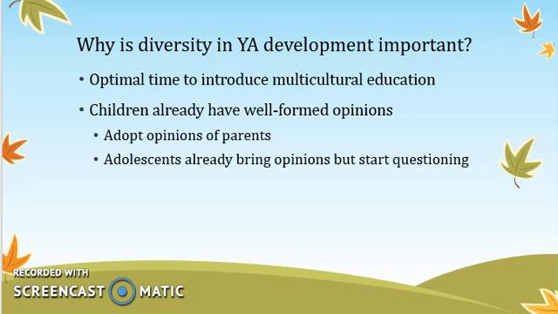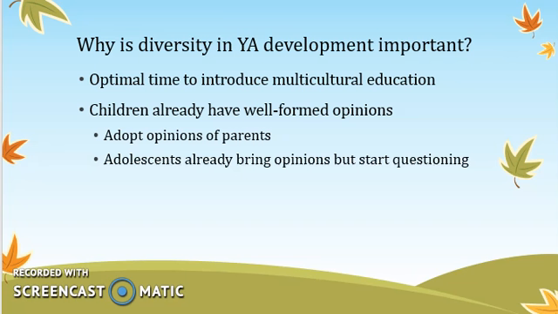So first of all, why is diversity in young adolescent development so important? Well, according to V. Manning, several psychosocial and cognitive developmental characteristics of young adolescents suggest that the early adolescence developmental period is an optimal time to introduce multicultural education. So because of the specific developmental characteristics of young adolescents, which later we will look at, it makes it a really good time for us to talk about diversity to them.